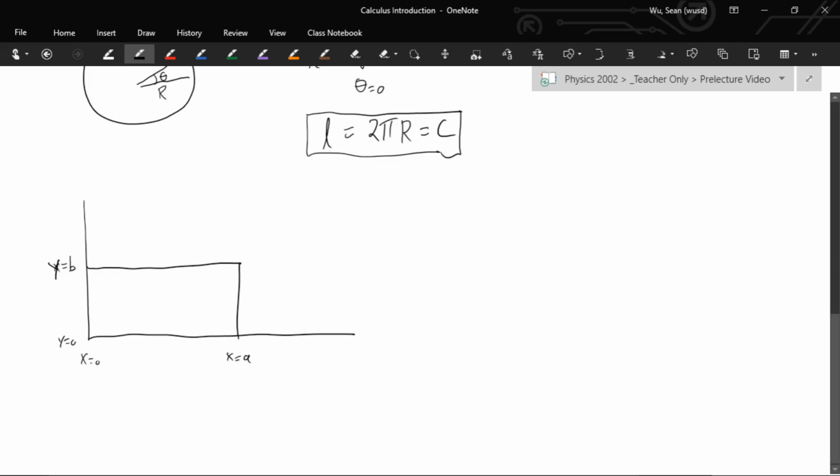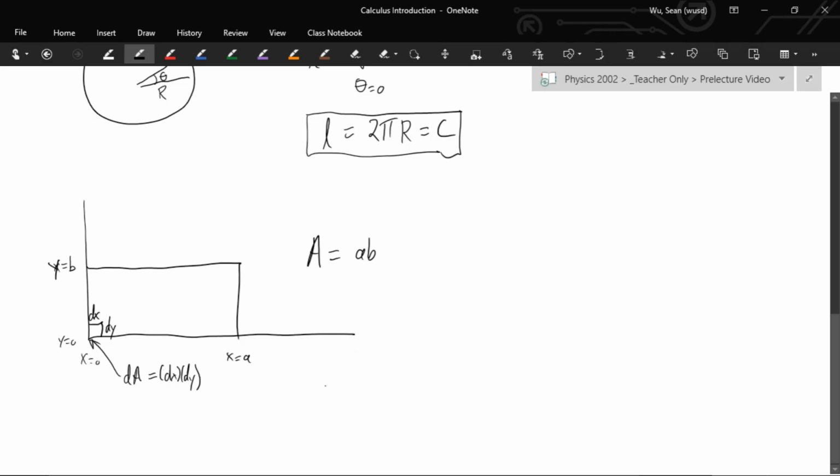So if we want to find the area of this box, we could just multiply the base times the height. So the area A is going to be equal to a times b. But we could also think about it in terms of these tiny little areas we'll call dA that have some height of dy and some width of dx, where dA is just the product of those two things. So this is going to be dx times dy.